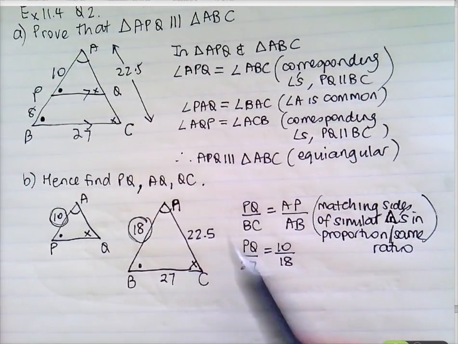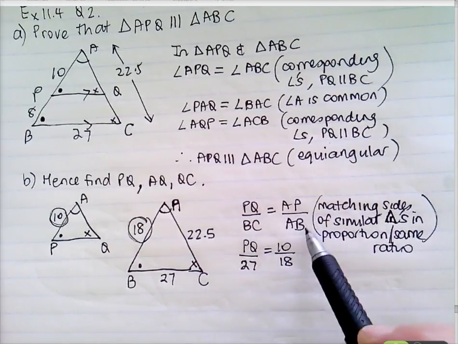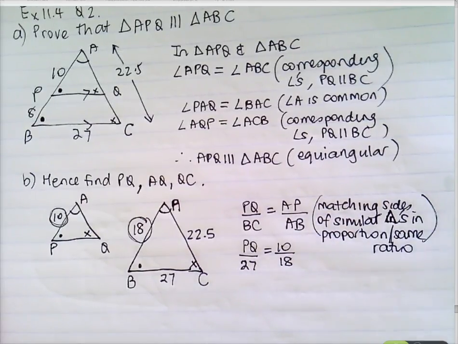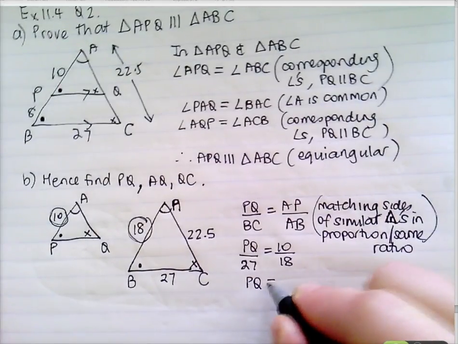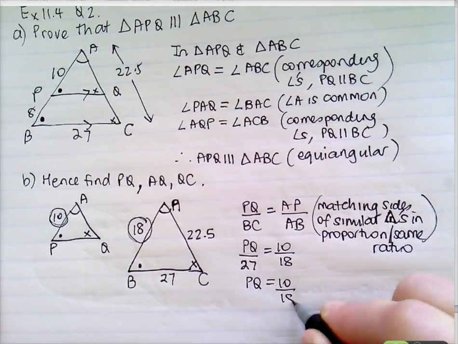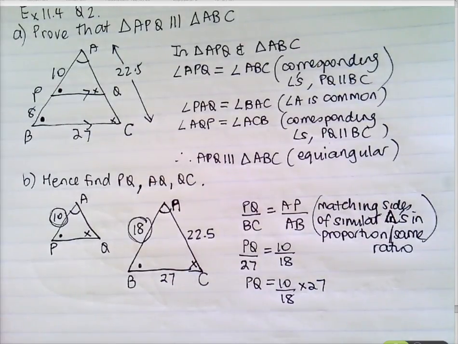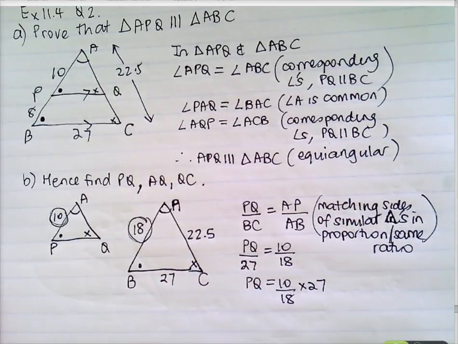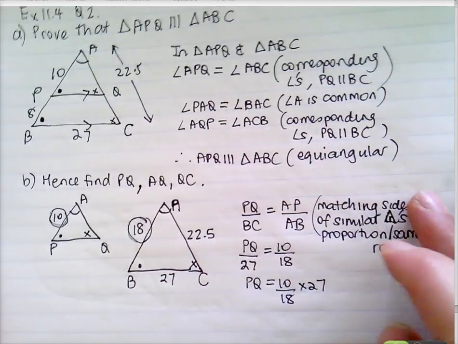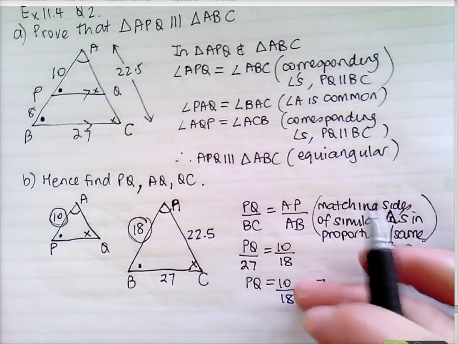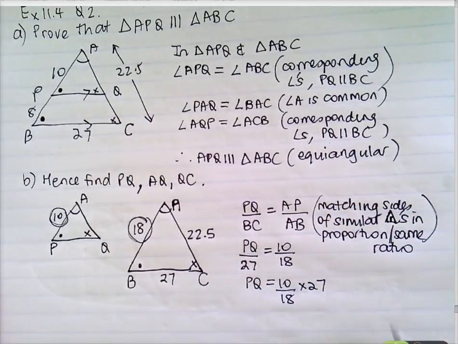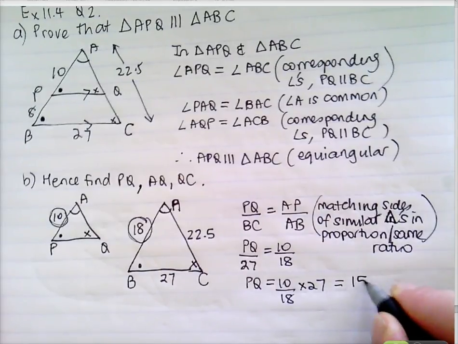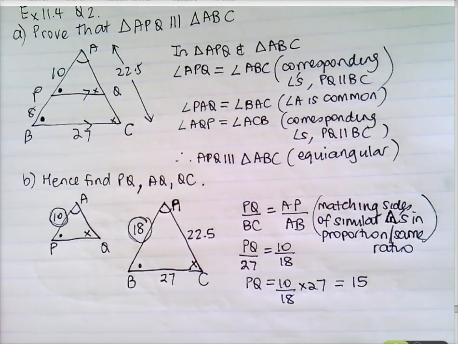Now, whenever you make this statement up here, PQ over BC equals AP over AB, you must put the reason. Every time you make a statement in similarity or congruence, you must put the reason. You only need reasons for that. You don't need reasons when you substitute. You've made a statement here. Tell me why you made that statement. That's the reason. Now we just substitute in the numbers. No more reasons required. And what do we get? 15? Okay, good. So that's what PQ is.